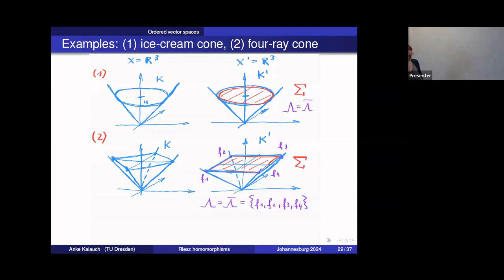I will show you the picture first. If you, for example, start with a circular cone here, this is K. This is the set of all K prime, the set of all positive linear functionals. It turns out it has the same shape, so it is self-dual. The dual space is also R3. And the sigma is just this base of the cone. So every element of the cone you can get by a positive multiple of the set sigma. And if you do it for the Fourier cone, you get this set, the red one, as the sigma.